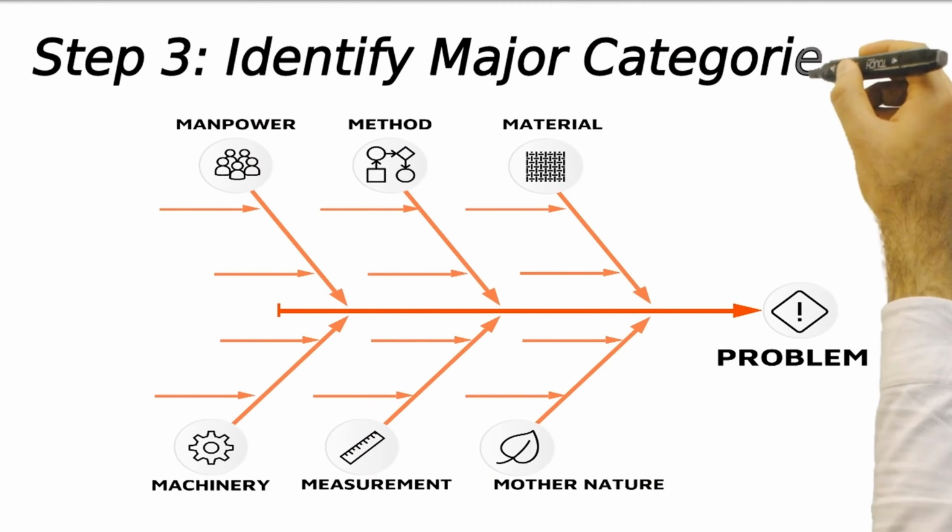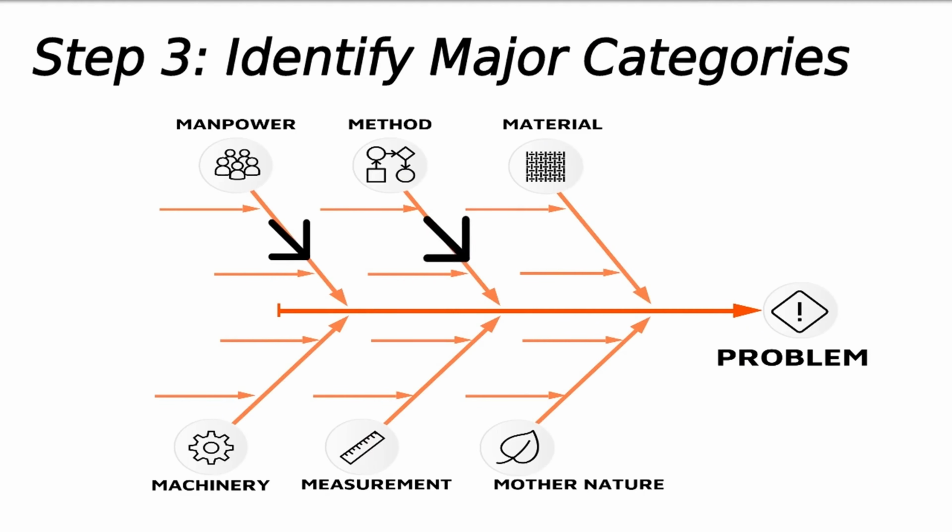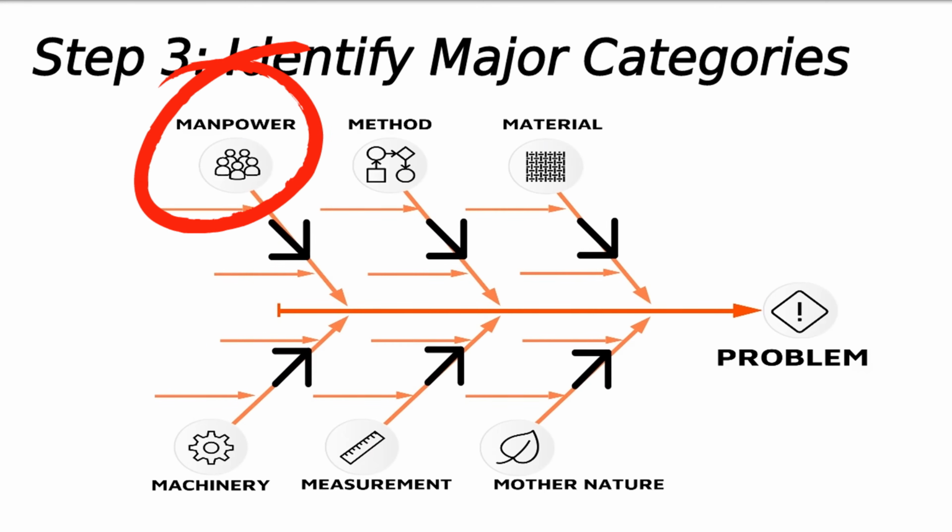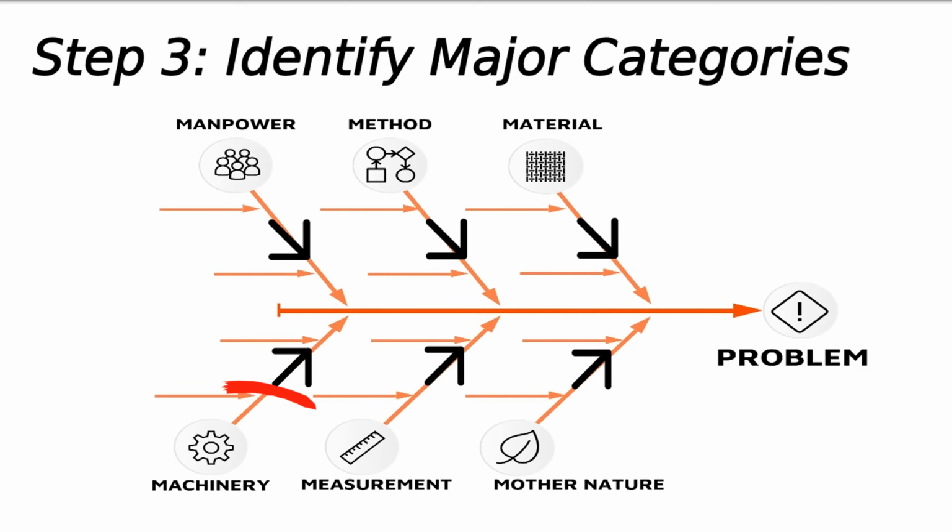Step 3. Identify major categories. Think about what could be causing the delivery delays. We'll use the 6M approach: manpower, methods, materials, machinery, measurements, and Mother Nature. These are the major categories where problems often hide.